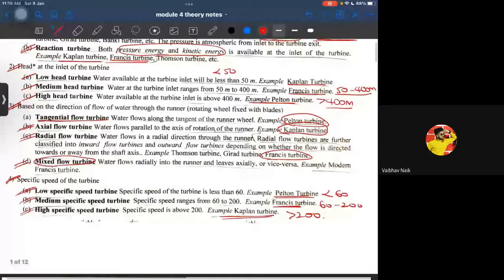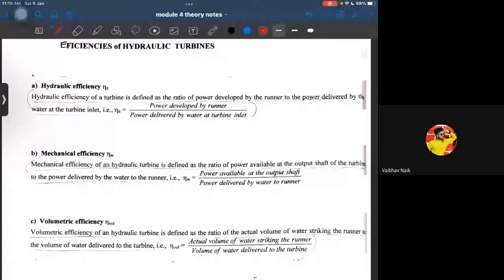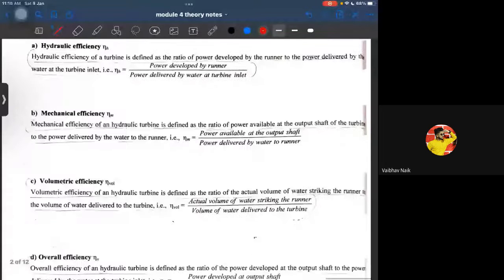Now let us jump into the next topic, which is known as efficiencies of hydraulic turbines. You have seen multiple efficiencies of the steam turbines, around 4 to 5 efficiencies. Similarly, we have 4 efficiencies of hydraulic turbines. Let us see what they are.